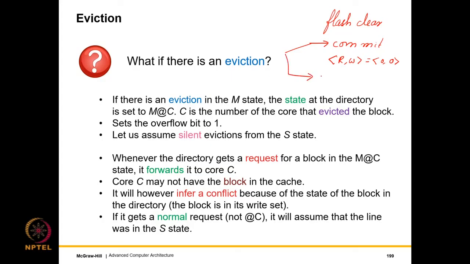It's a simple mechanism of how you set a large number of bits to 0 in one go. If, of course, there is an abort, then also we need to do a flash clear. But there is a need to actually replace the undo log, to bring in the undo log and write it.